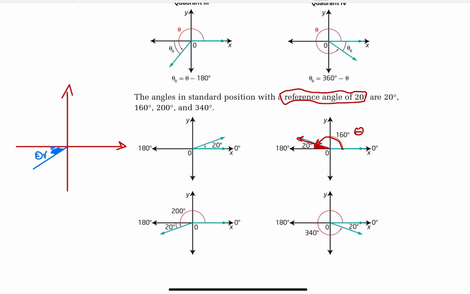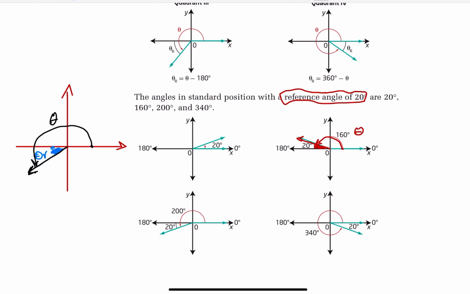This is my theta r. So I'm asking to find the original angle. The only thing you need to do, this is your terminal arm. You just start from the x-axis and draw an angle up to touching your terminal arm, and that will give you your original angle, which is theta.